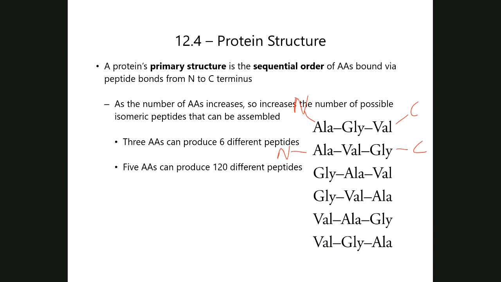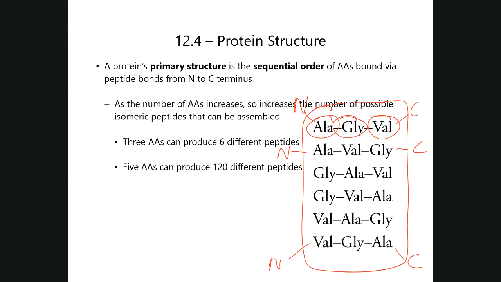I'm just going to label these three, right? If you notice, these are the same three amino acids: alanine, glycine, and valine. And notice, you can put them together in whatever order, six different ways. So three amino acids can lead to the production of six different peptides. Because the order of the side chains is different, the overall structures of these peptides are different, and therefore potentially they have different three-dimensional shapes, and ultimately that translates to different functions.